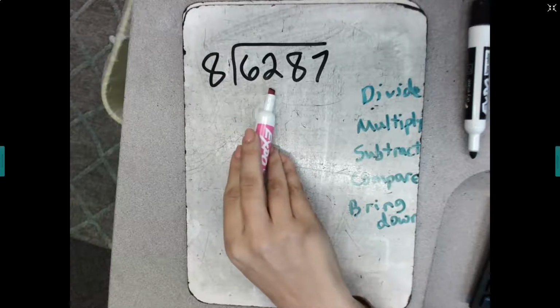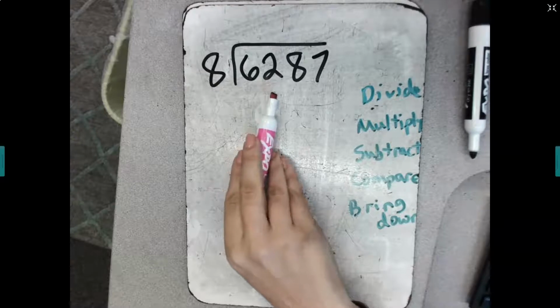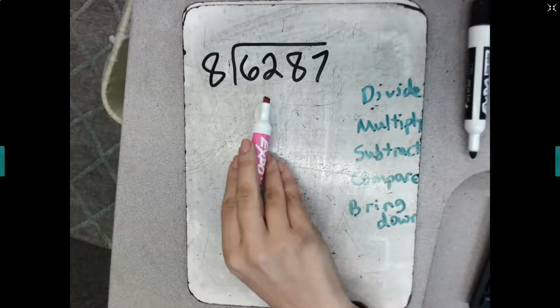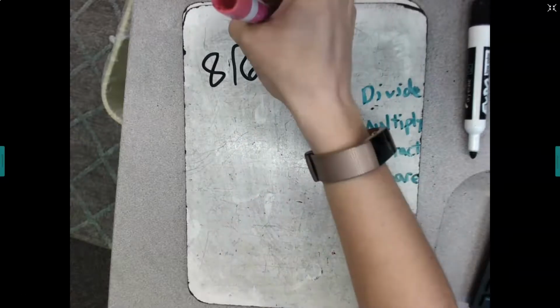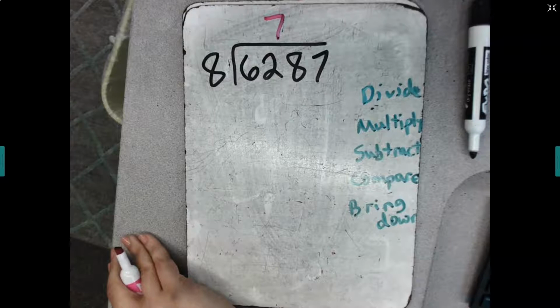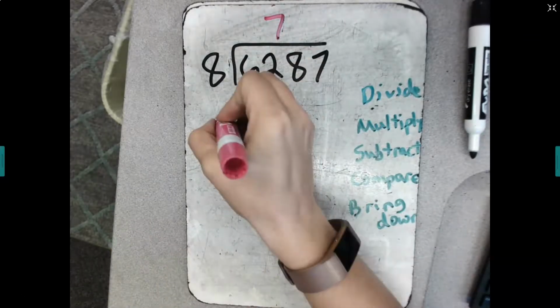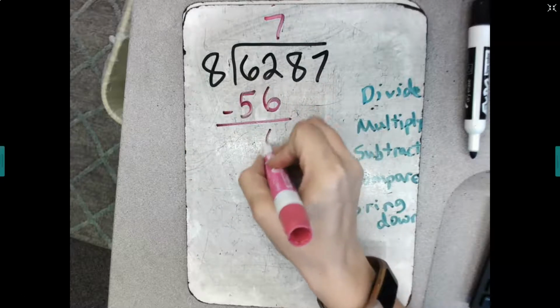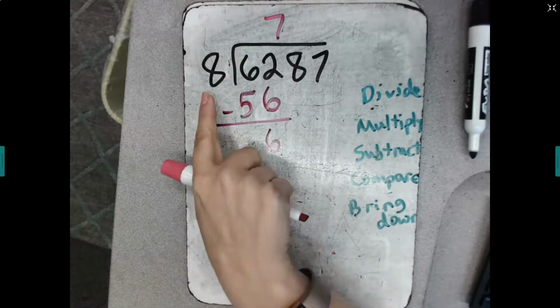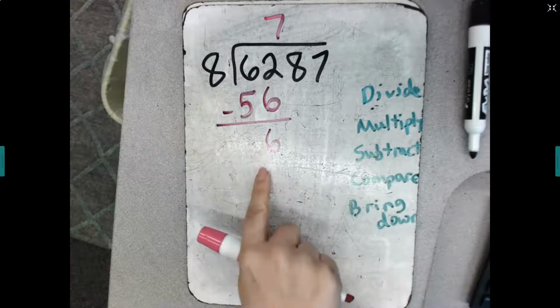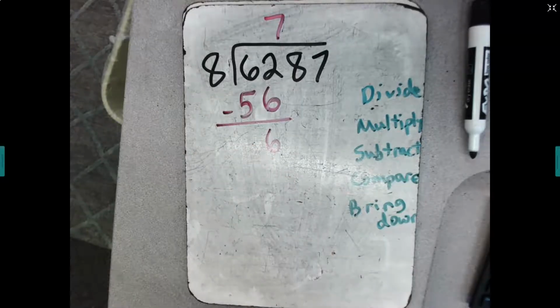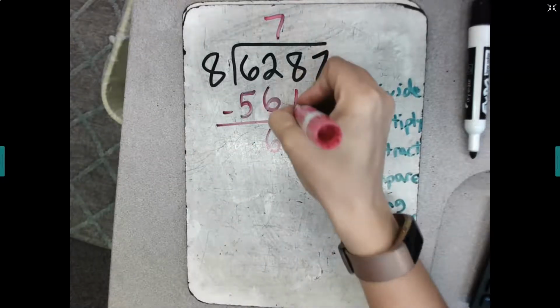I'm thinking, how many groups of 8 can I make from 62 without going over? If I did 8 times 8, that would be 64, which is too high. So I'm going to go with 8 times 7, which is 56. 62 minus 56 is 6. 6 is less than 8, which means I could not make any more groups of 8. Now I bring down my 8.